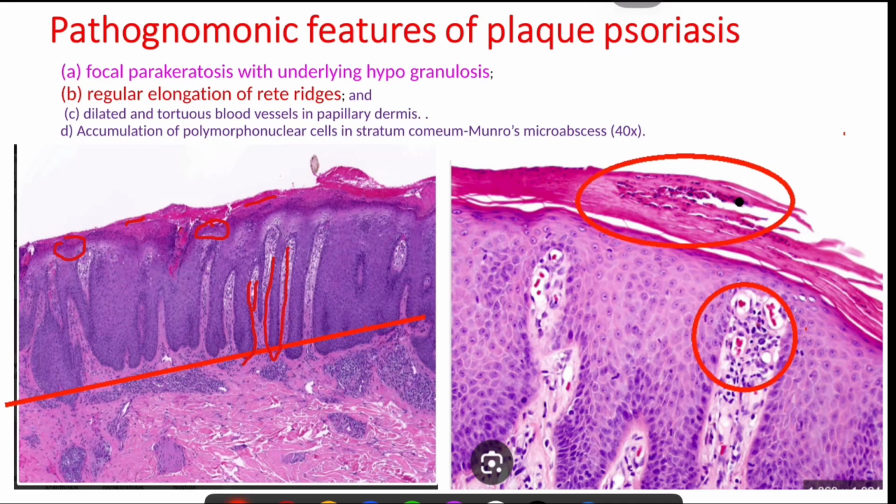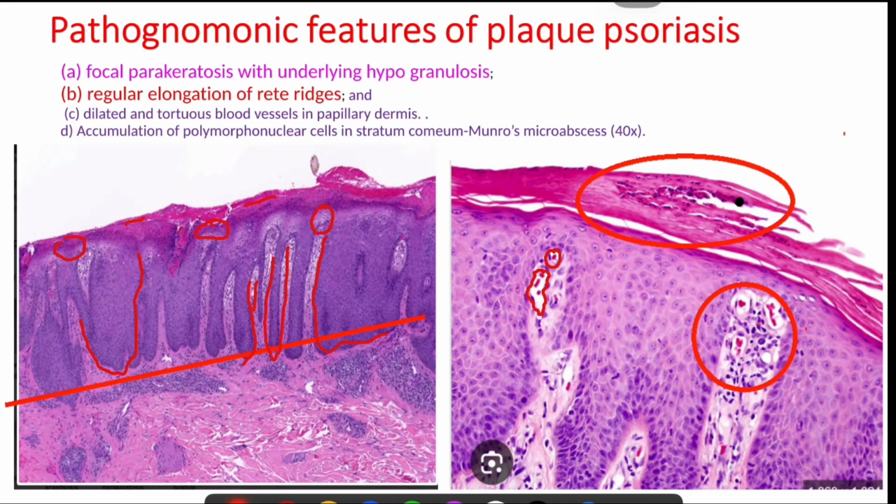Irregular acanthosis means some areas show a very much thickened malpighian layer, but here there is thinning of the epidermis. So this is called irregular acanthosis. And dilated and tortuous vessels. So here you can identify these are the dilated capillaries. RBCs are present in vessels.